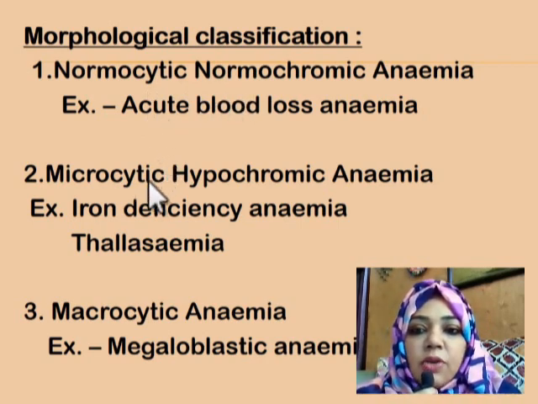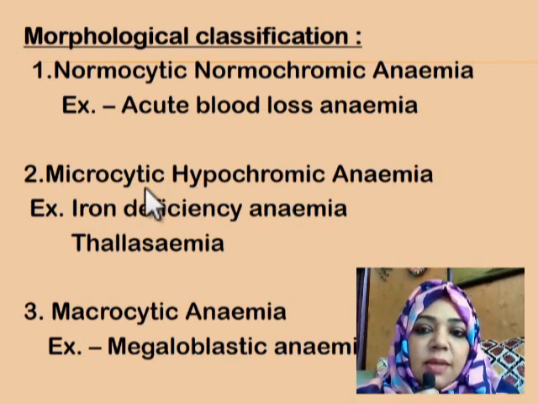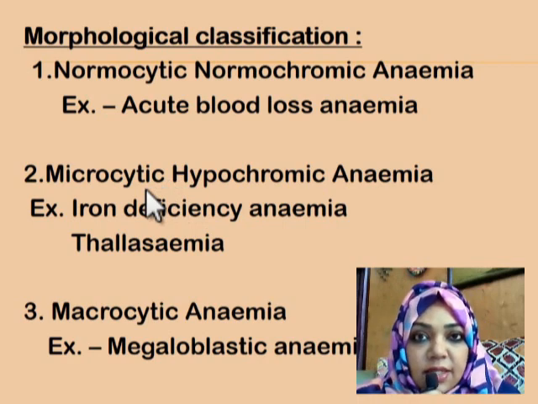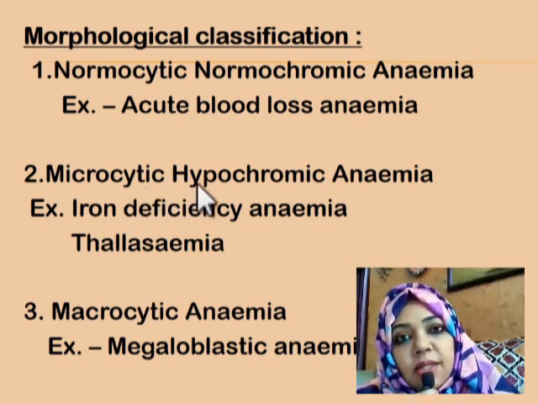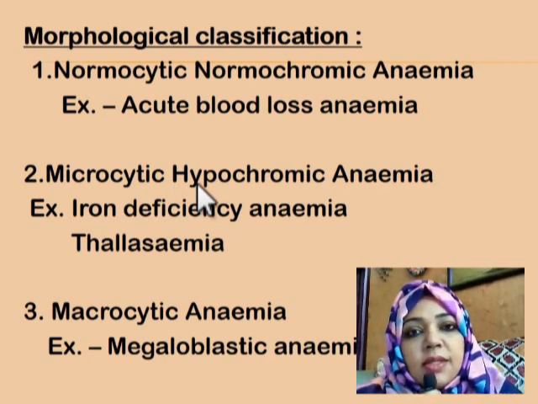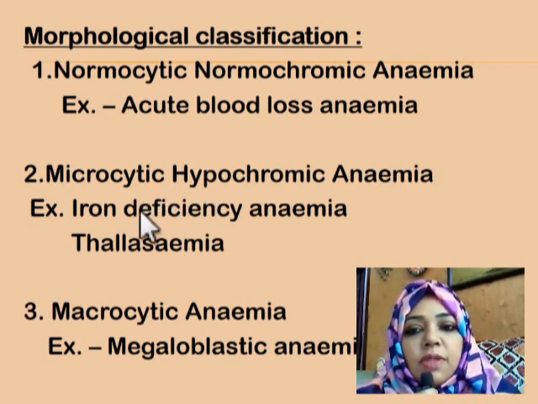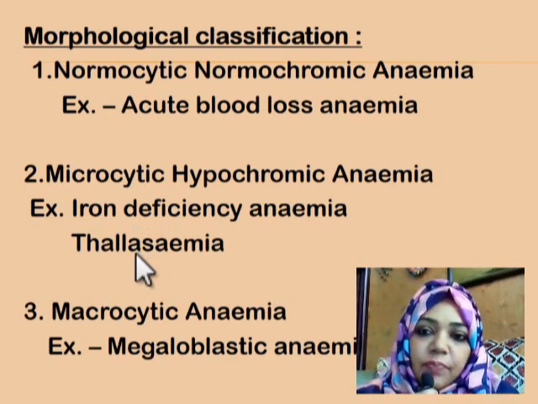Then we have microcytic hypochromic anemia. From the name you can see microcytic, that means the cell size is decreased, MCV is decreased. Hypochromic, this means hemoglobin level is also decreased. So this is a qualitative deficiency. And examples of this are iron deficiency anemia and thalassemia.